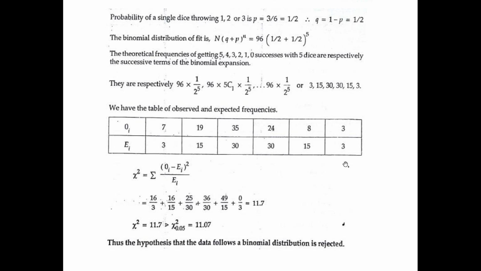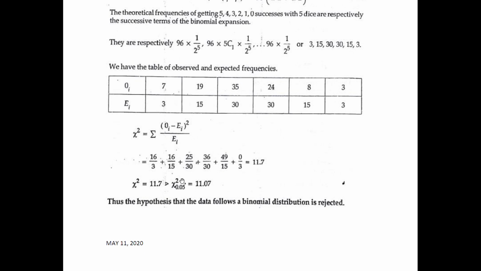So on calculating, we get the chi-square quantity as 11.7, which is greater than the table value, that is chi-square at 0.05, which is 11.07. Thus the hypothesis that the data follows a binomial distribution is rejected, because the value we got is greater than 11.07.